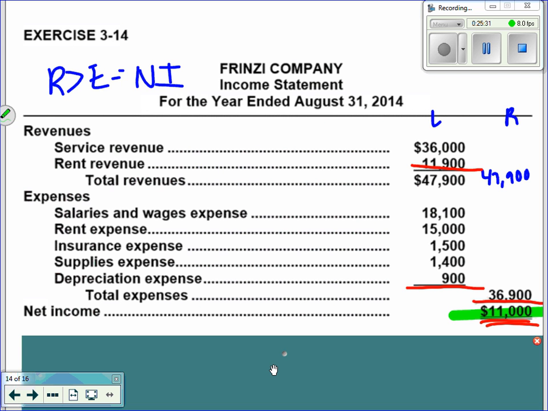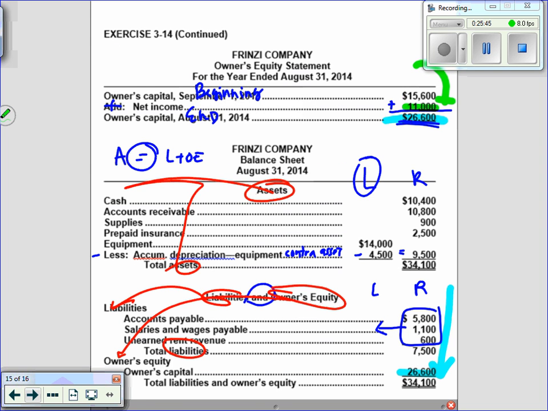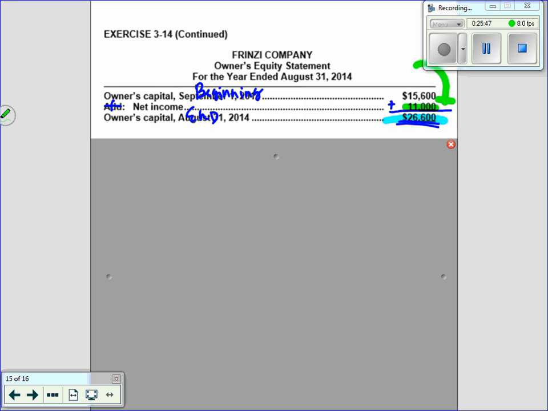Who's going to get $11,000? Hint, look at the next financial statement. The owner gets that little share of money. We're going to see some other things happen to the owner if that in fact was going on. I don't think it is though.